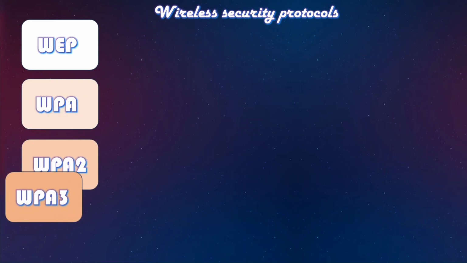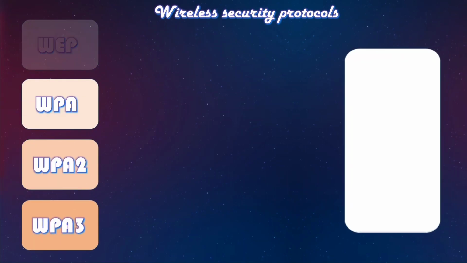A wireless router combines the networking functions of a wireless access point and a router. Wireless security protocols: WEP, WPA, WPA2, WPA3. Let's see about WEP.